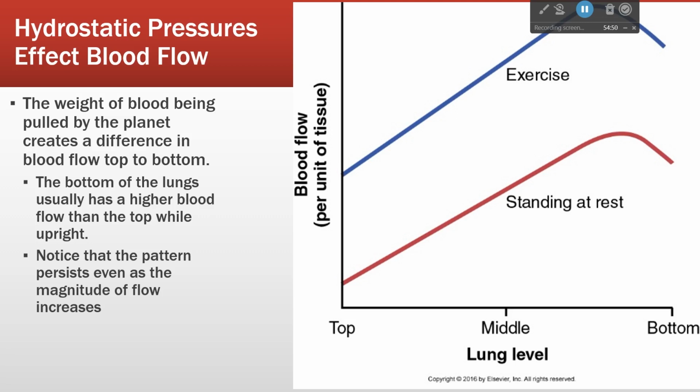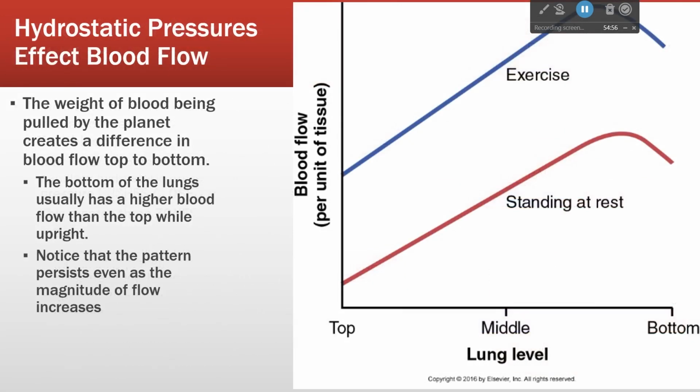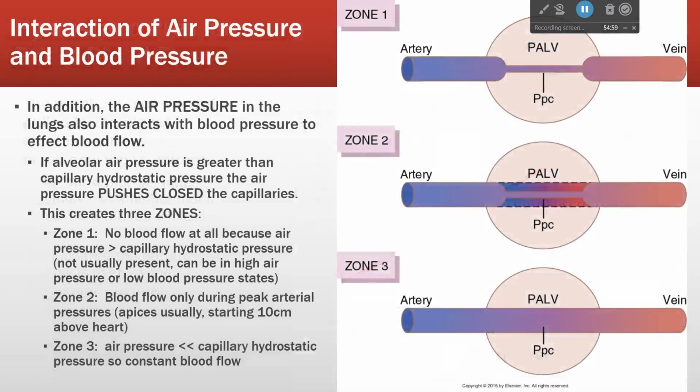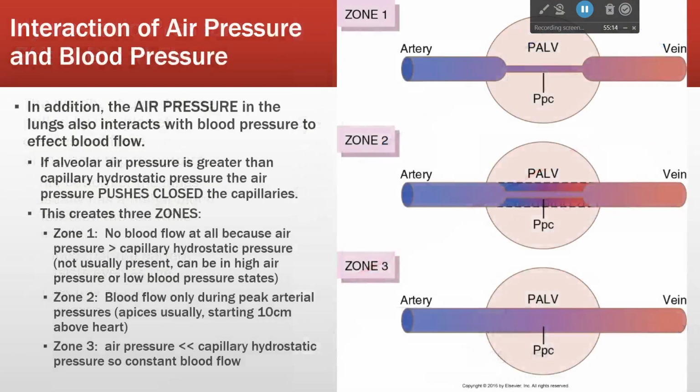So the bottom of the lungs tend to get more blood flow. The top of the lungs get less blood flow. Okay, so because of that, we can divide the lungs into different zones. All right, so we have differential blood flow. Sorry, I keep flipping back and forth, but we have areas of low blood flow, middle blood flow, high blood flow. Same issue, gravity. On the air side of things, we have 3 air zones too. The air pressure in the lungs is going to interact with the blood pressure, and we're going to get 3 zones out of that.